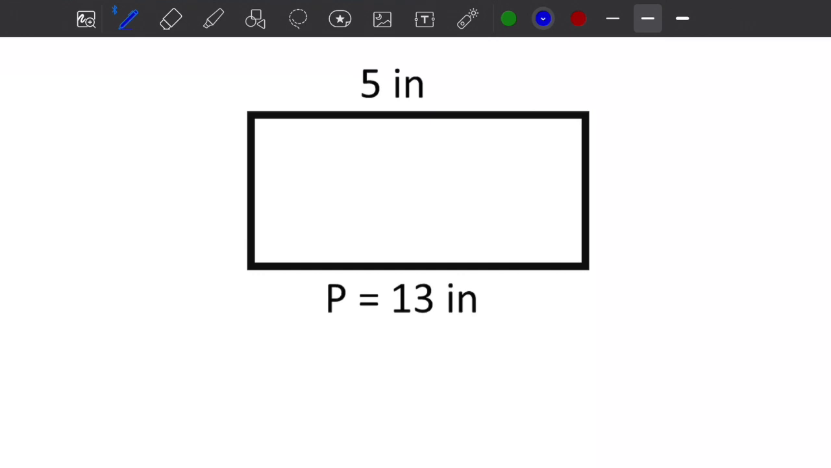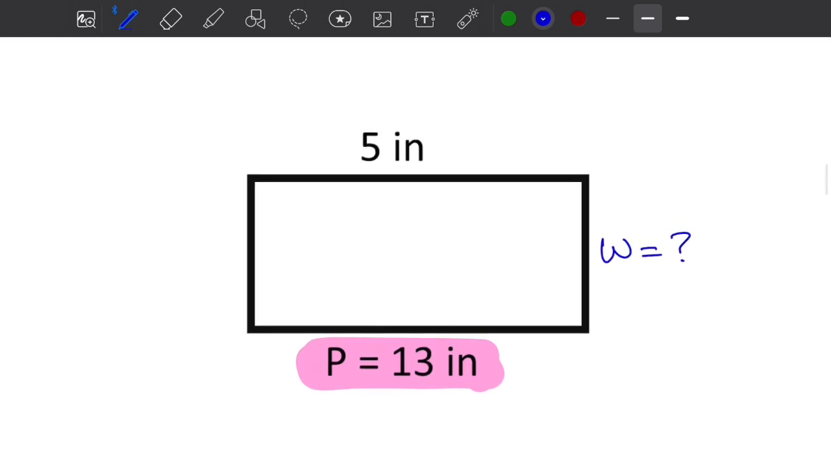Before we move on to our next lesson, which is about calculating the perimeter of a square using a formula, I'd like you to try this question on your own first. This is just practicing the work backwards example that we did for rectangles. In this example, we have a rectangle, and the perimeter of this rectangle is 13. You have to find the width of this rectangle, and the length is given to you.